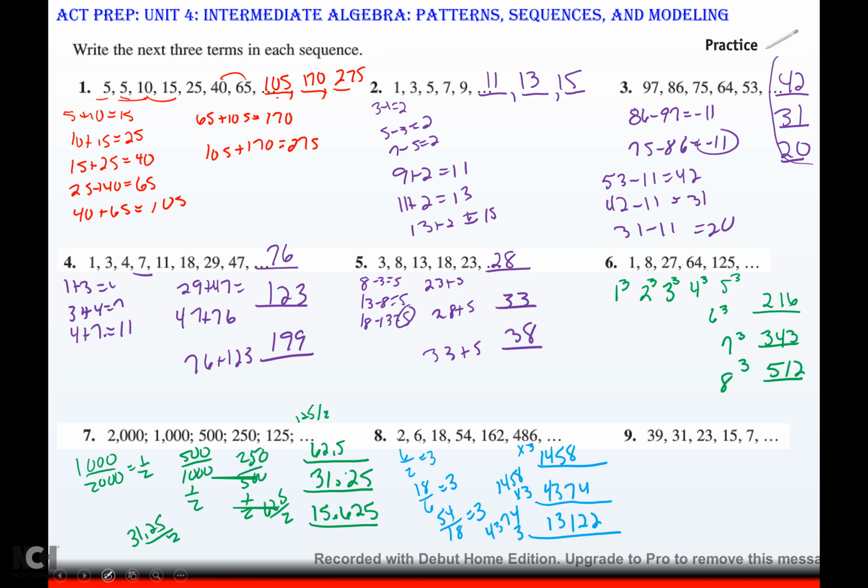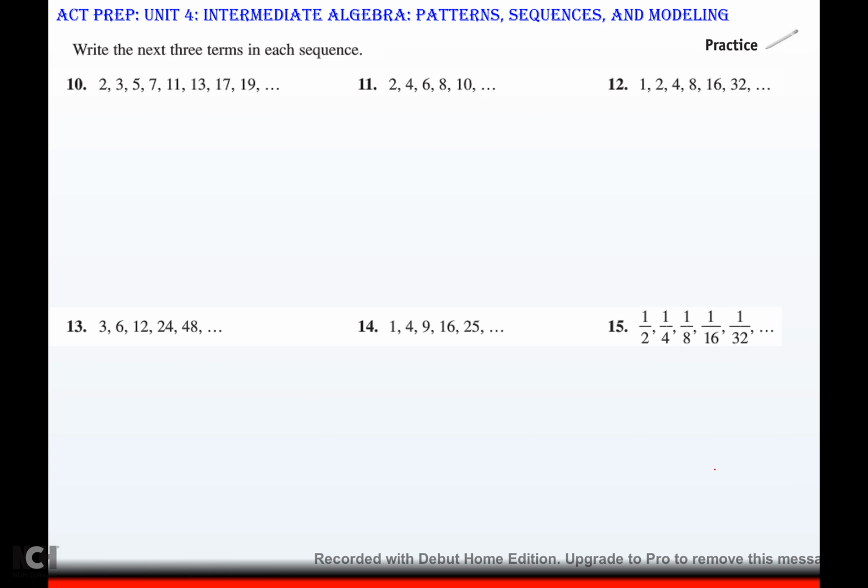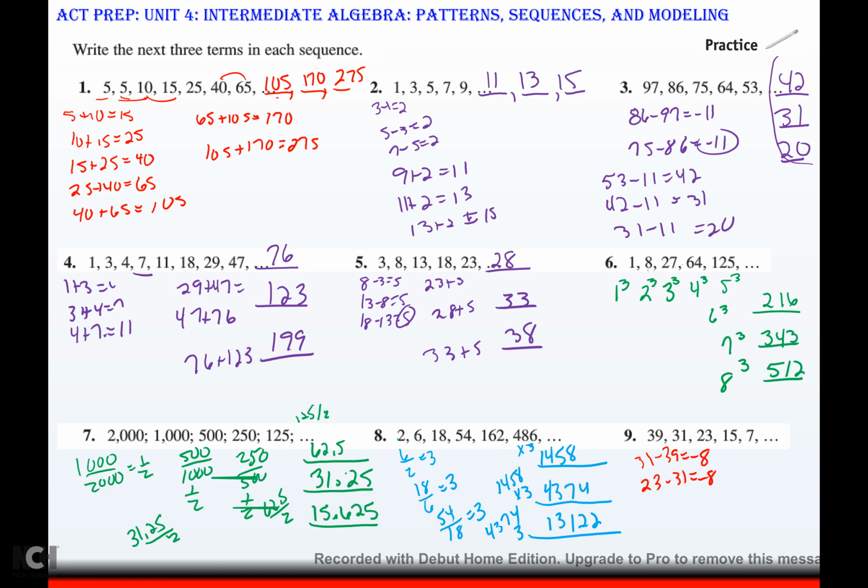Okay, number 9, I'm going to check for arithmetic first. 31 minus 39 would be negative 8. 23 minus 31 is negative 8. So they're going down by 8 every time.